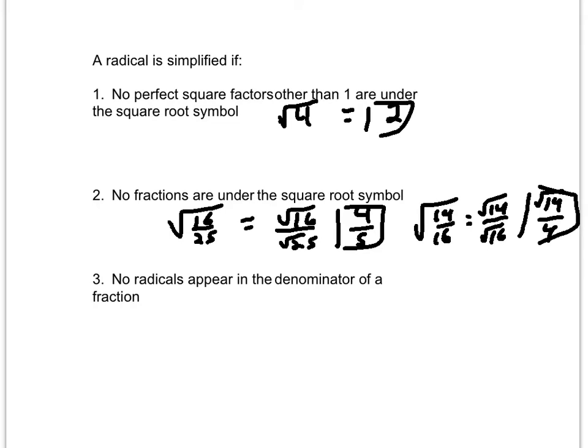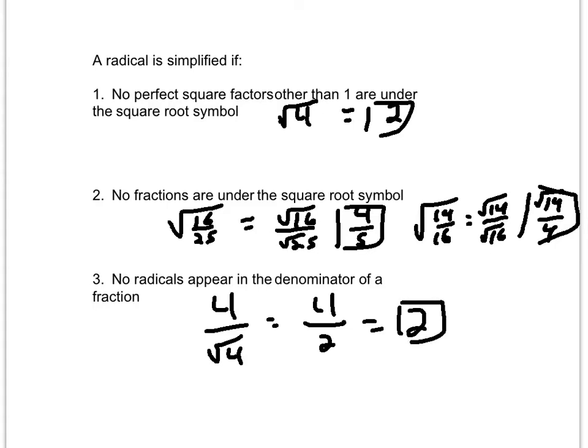And I also cannot have radicals appear in the denominator of a fraction. So for example, kind of like I did in the example above, if I had something like 4 over the square root of 4, that's not simplified. I cannot have a radical in the denominator, so I would take 4 over, and the square root of 4 is 2, which equals 2. So a radical is only simplified if it follows all these criteria. Just like we simplified fractions, we should always simplify radicals to make them easier to work with. And this is the first lesson in that. Let's go ahead and go on to some examples and talk about the product property.